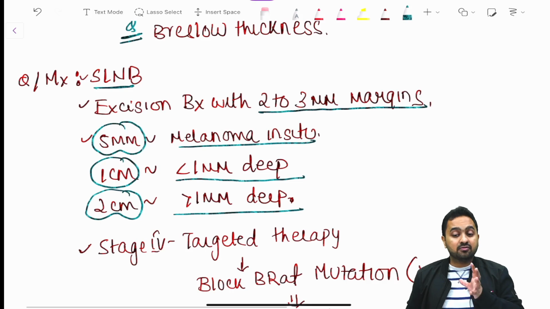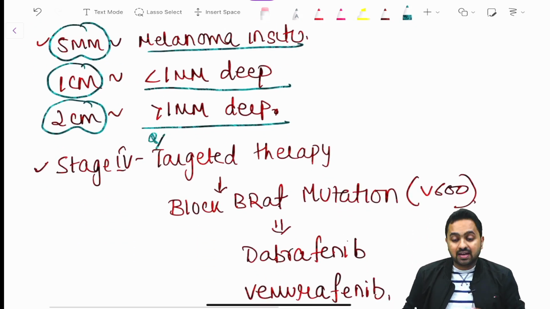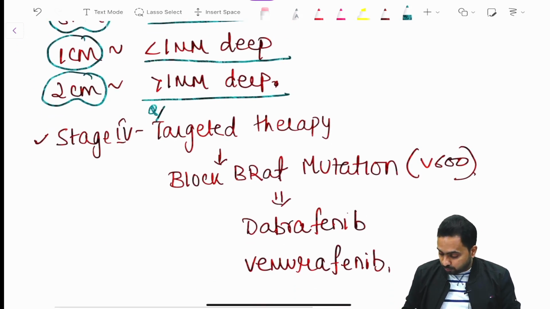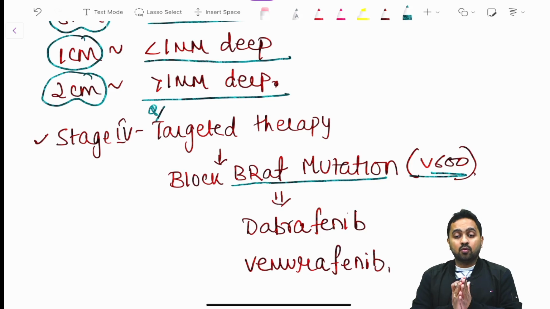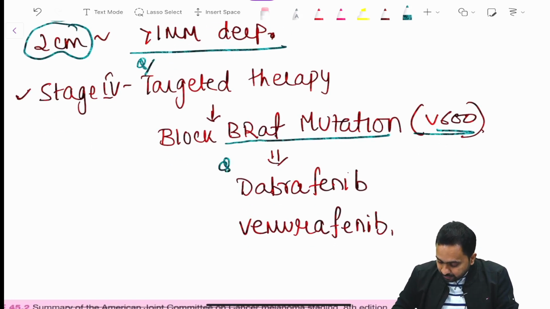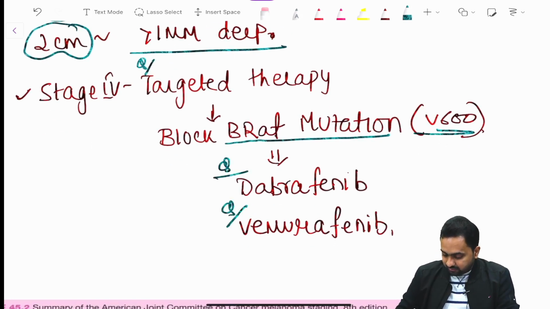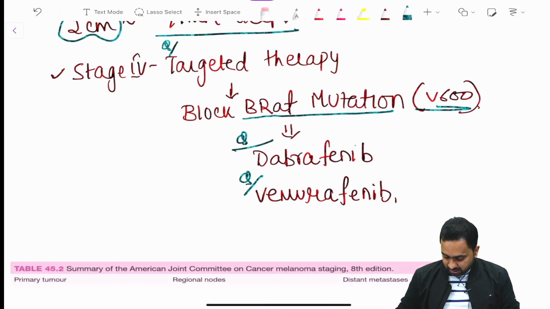Now, in case of stage 4, we go for a targeted therapy, and this targeted therapy is to block your BRAF mutation, which is in your V600 codon. Now, the most important two drugs which I would want you all to remember are dabrafenib and vemurafenib, right. So, these are your targeted therapies for your malignant melanoma, which block your BRAF mutation.